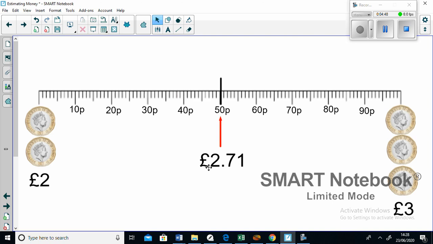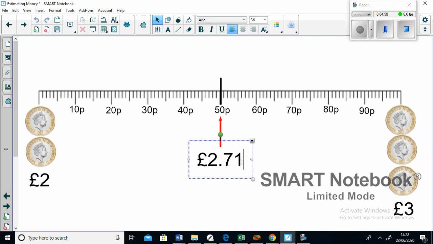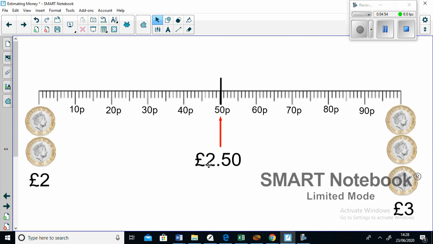Finally, you probably guessed what I was going to do then. £2.50. Okay, £2.50. Well, we know this is exactly halfway in between these two values. It's exactly halfway between £2 and £3. So the rule we've learned is if this happens, we round it up to the larger value. So £2.50 we round it up to £3.